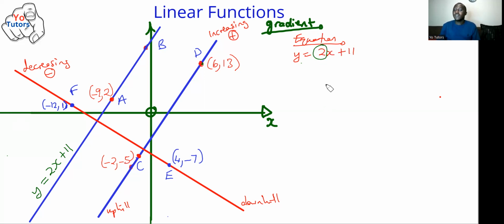That's your gradient. So gradient, our A in this case is going to be 2. We are just picking it from the graph, from the equation. No need for calculations because you know where it's positioned.